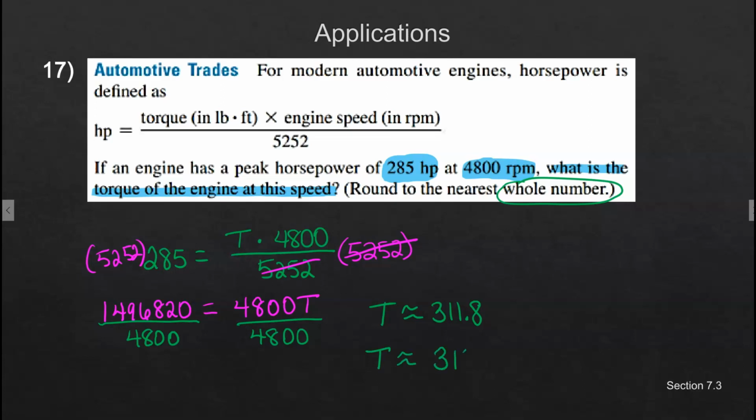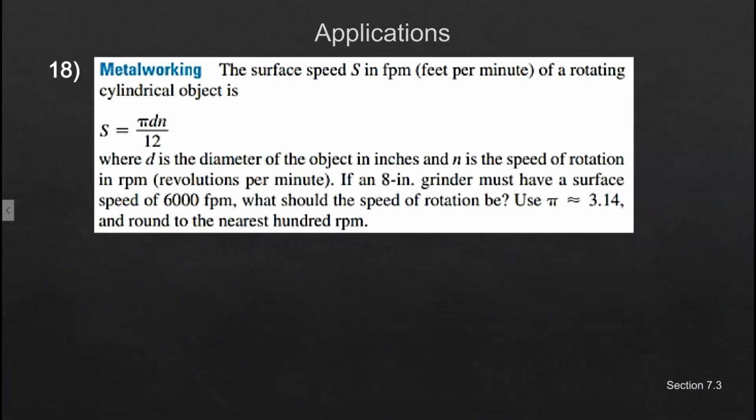So 312 pounds times feet. It told us it was pounds times feet in the problem, the torque. So that's how we would write that for the torque. All right, last question.